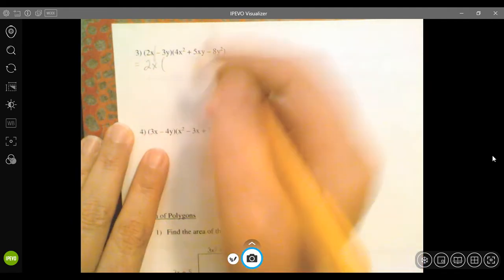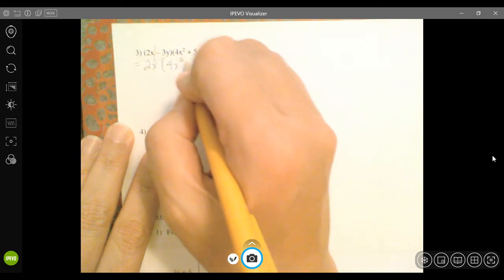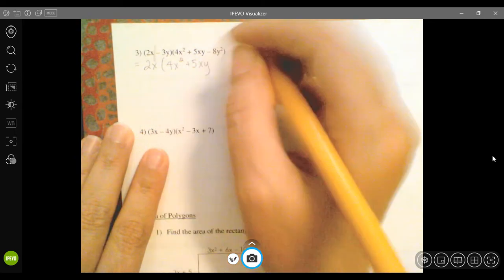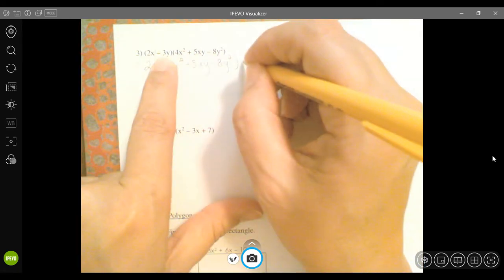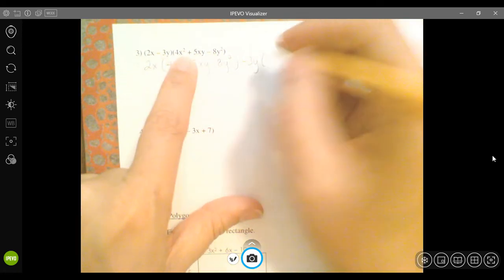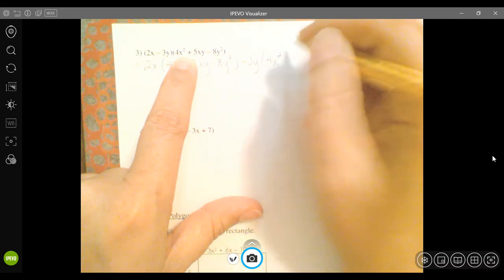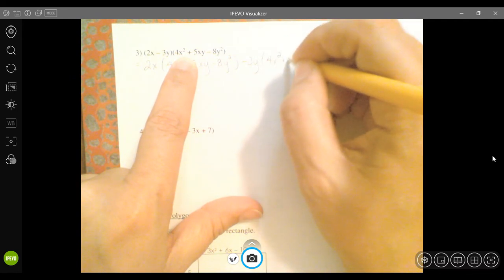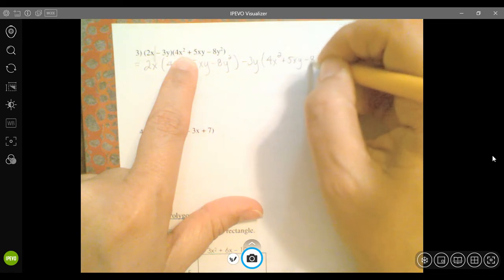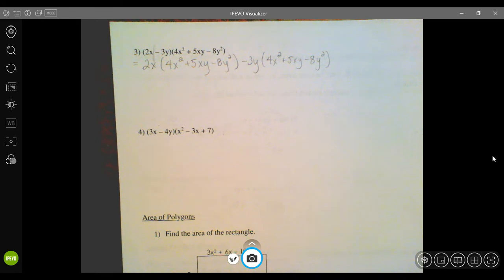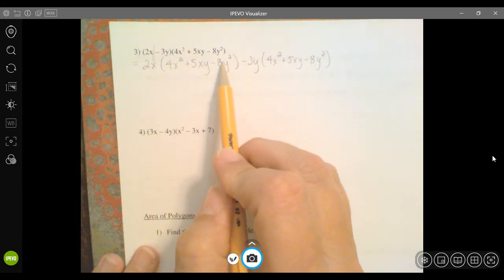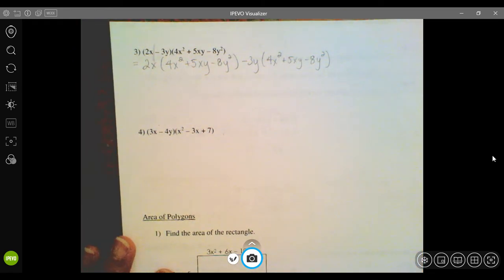So what I want to do is think of this as 2x times 4x squared plus 5xy minus 8y squared. Then I bring over minus 3y, and that distributes to 4x squared plus 5xy minus 8y squared. And yeah, that's a good bit of work, but that's really what you're doing with the box. 2x gets multiplied by that stuff, and then 3y gets multiplied by that stuff.